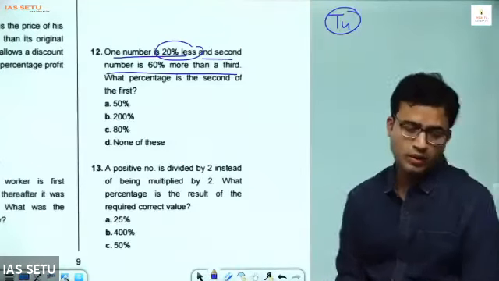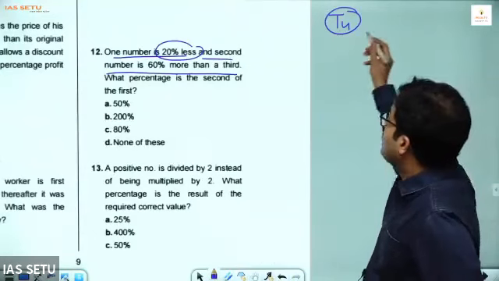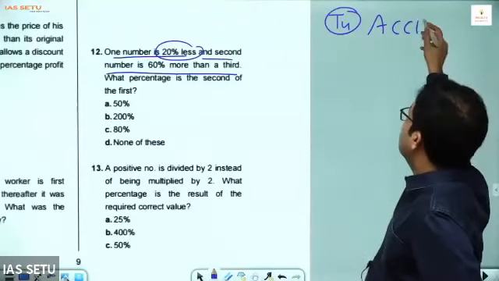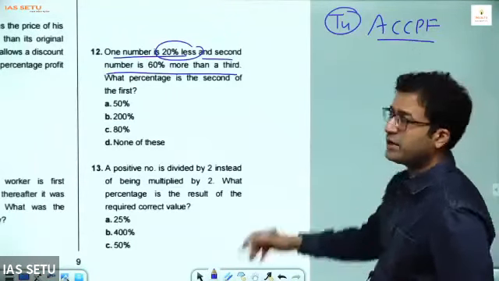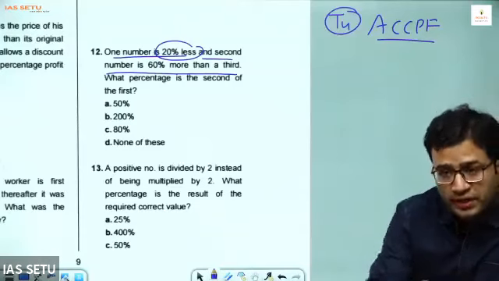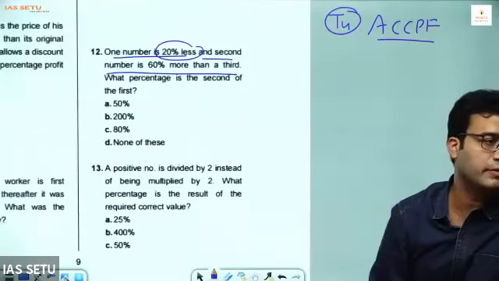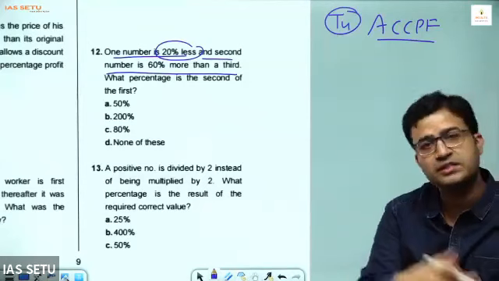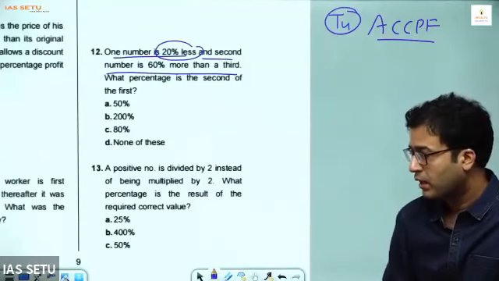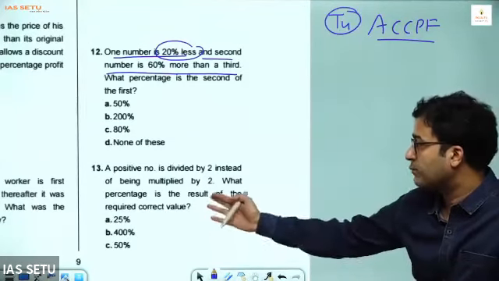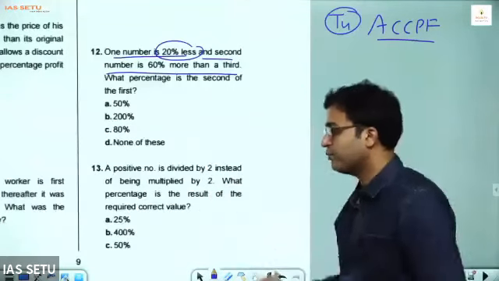I know that. Type 4 also I have taken from the assistant commandant CPF exam. Sometimes we might have seen a question, a positive number is divided by 5 instead of being multiplied by 5. By mistake we have done this, we had to do this, we did that. Like question number 13, a positive number is divided by 2 instead of being multiplied by 2.